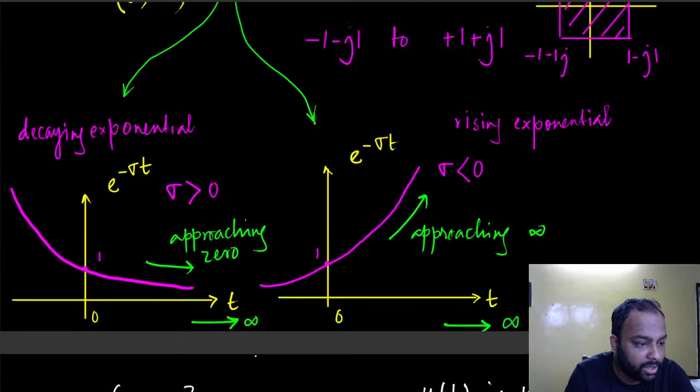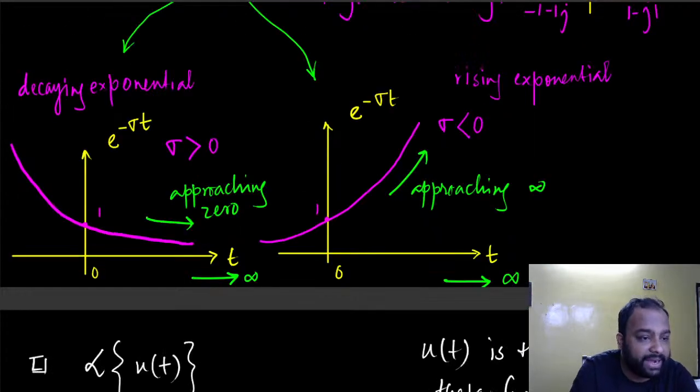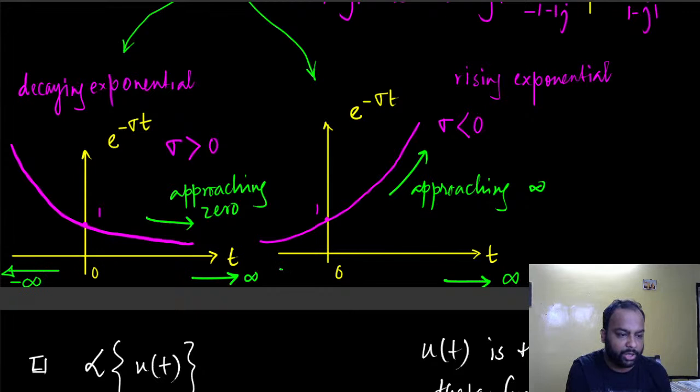Let's go back to the plot. Okay, so time is approaching minus infinity. So we are kind of looking in this direction. Here time is approaching minus infinity, right? Here also time is approaching minus infinity, right? So now I want e to the power minus sigma t to be 0 when time approaches minus infinity.